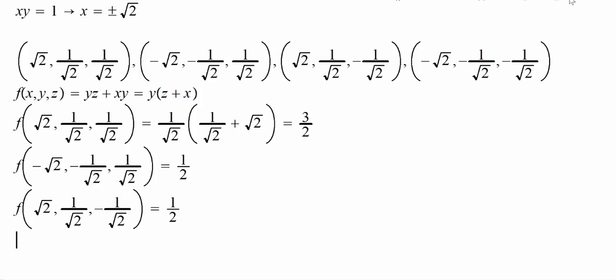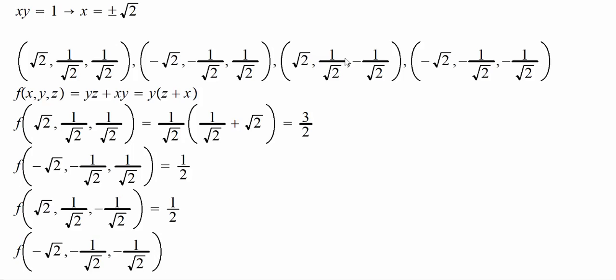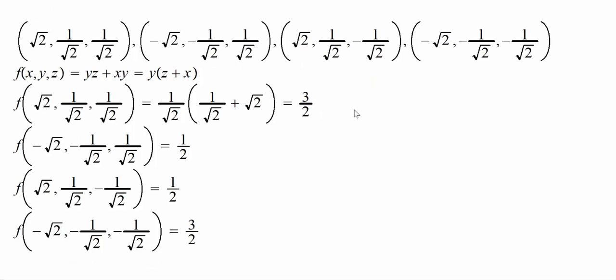So we got this here, and that is 3 over 2. So what we got is that 3 over 2 is the maximum value and 1/2 is the minimum value. And these are the points at which they occur. All right.